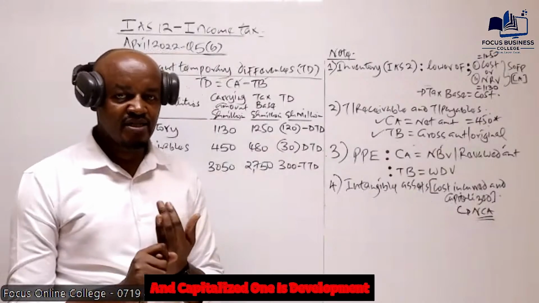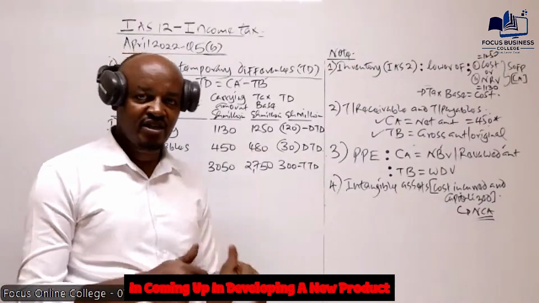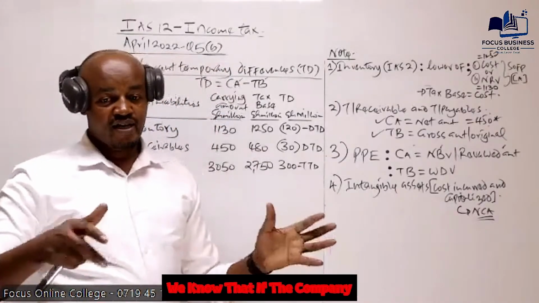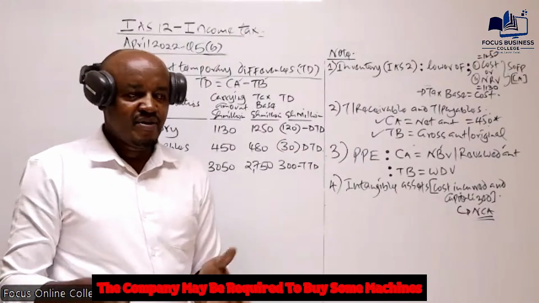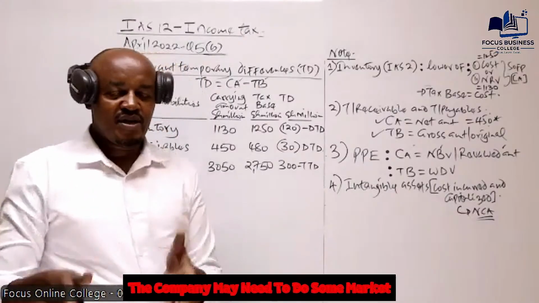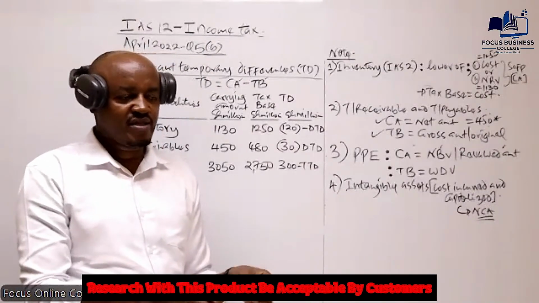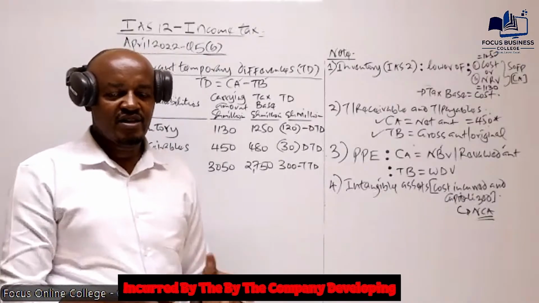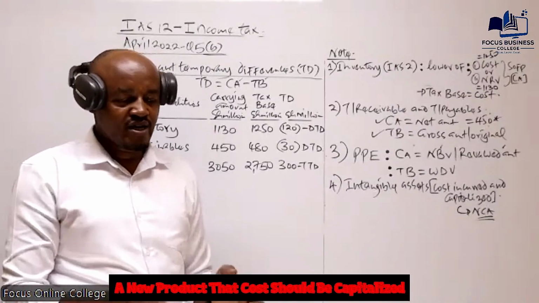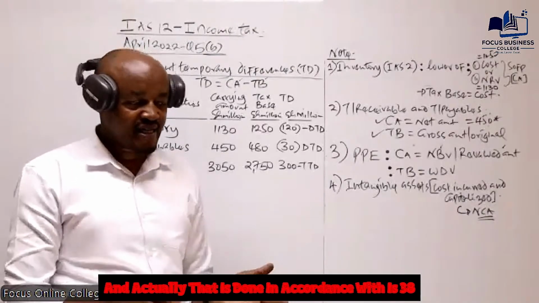I'll give good examples of these costs which are incurred and capitalized. One is development expenditure. Development expenditure is an expenditure incurred in developing a new product. We know that if the company is developing a new product, there are huge costs incurred. The company may be required to buy some machines. The company may need to do some market research. Will this product be acceptable by customers? The company needs to invest in marketing. There is huge cost incurred by the company developing a new product. That cost should be capitalized, and actually that is done in accordance with IAS 38.